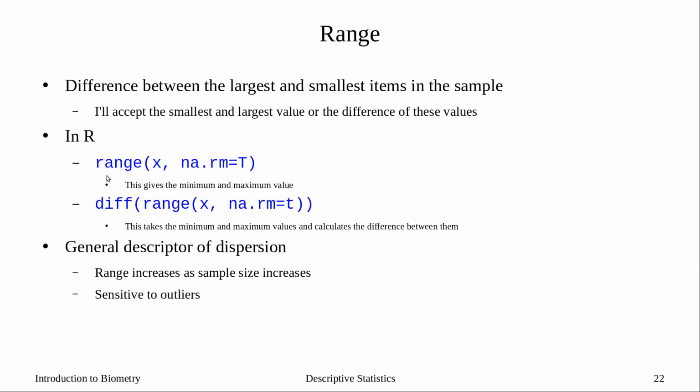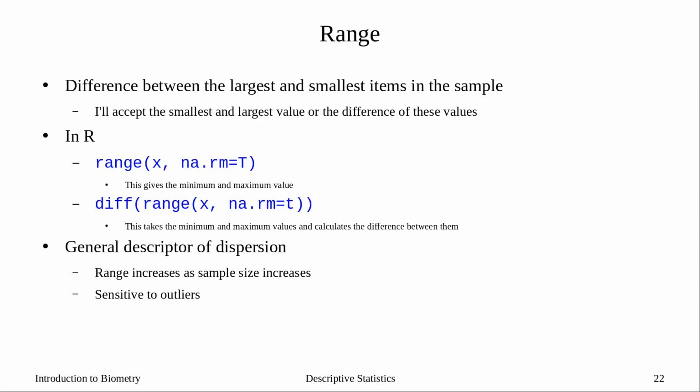The function for the range is range and then our vector. Just like with some of our other functions, we do have this na.rm equals T option that would automatically remove missing data before calculating the range. But if you generate your own data set, then it's likely that you will not have any missing data inside of it. Now, the range function gives the minimum and the maximum value.